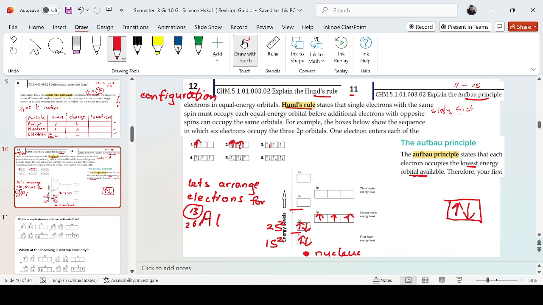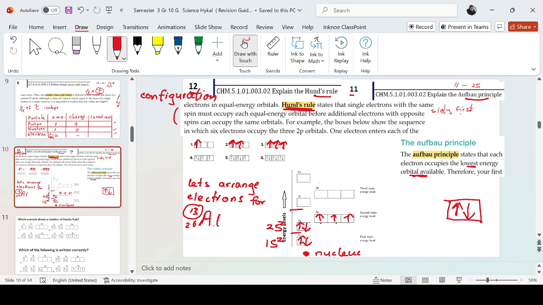If we have 3, 1, 2, 3. Electrons occupy the orbitals singly first, before pairing. This is Hund's rule. Electrons occupy these orbitals singly first, 1, 1, 1, before pairing.